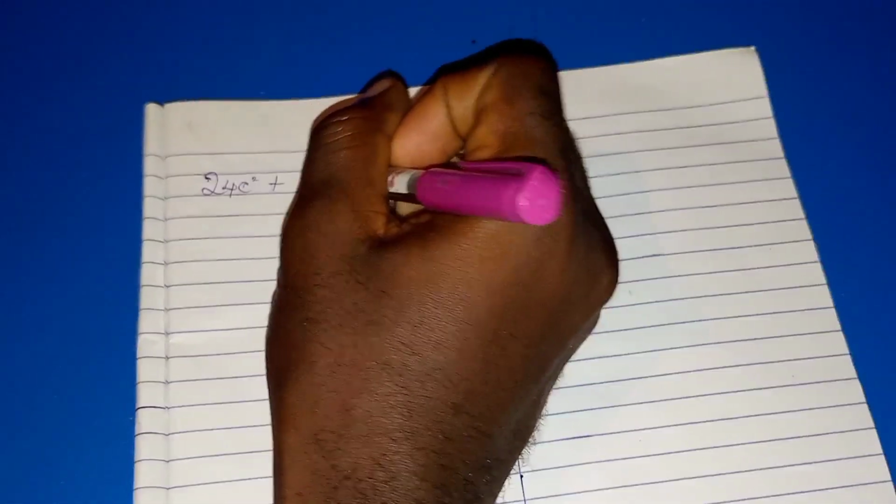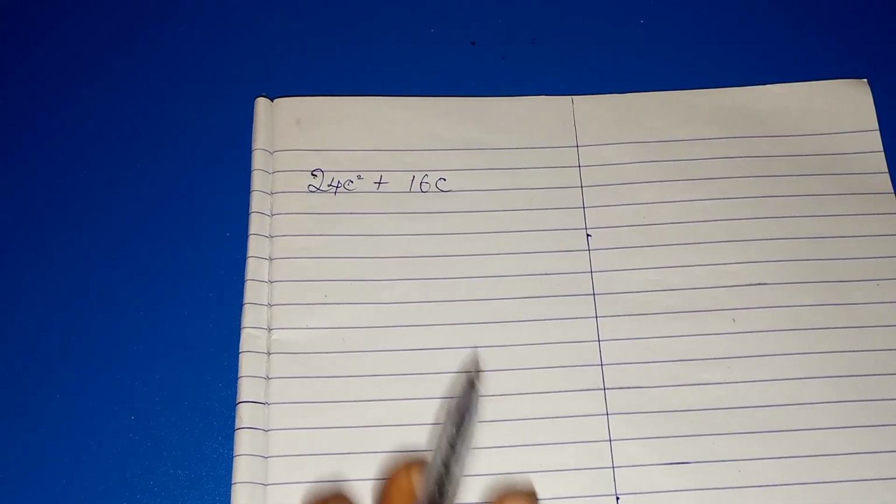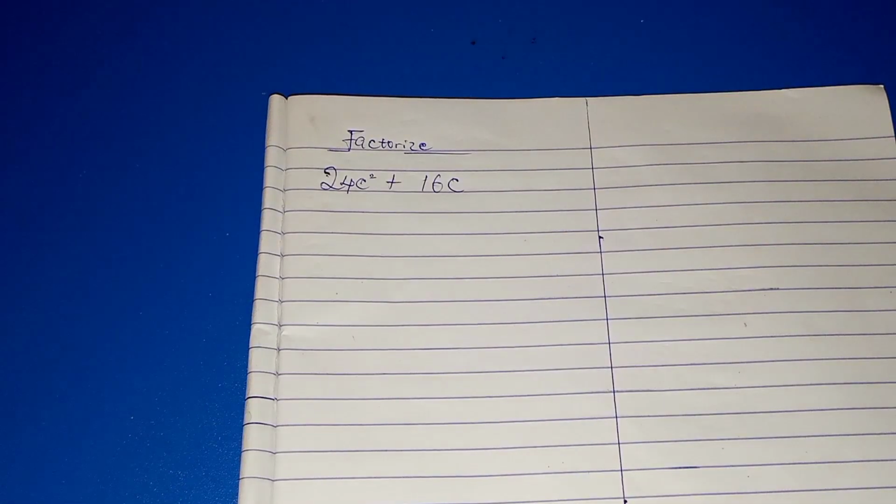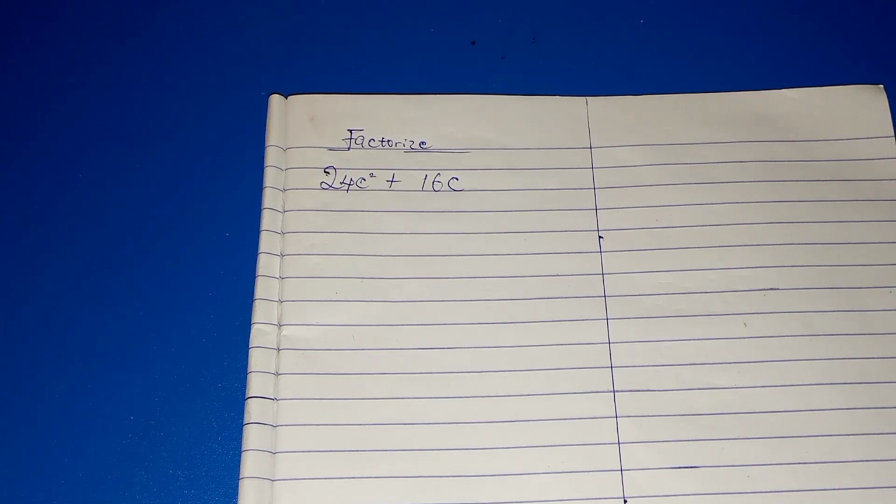When you have an expression that is in this form, if you're given an expression in this form and you're being told to factorize, what are they actually telling you to do? Well, to break it down, what is factorization first? Then you will understand what this factorize means.